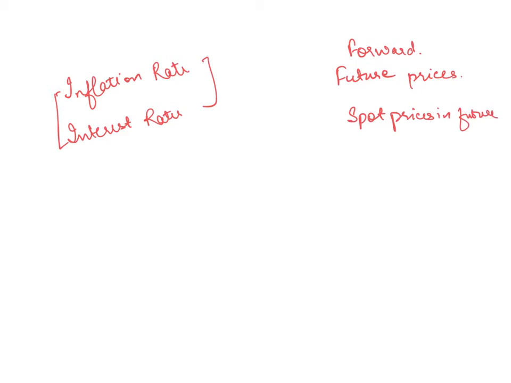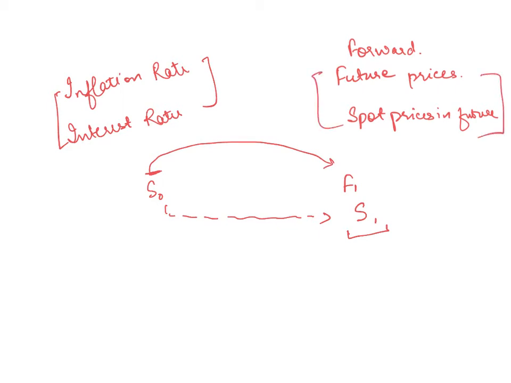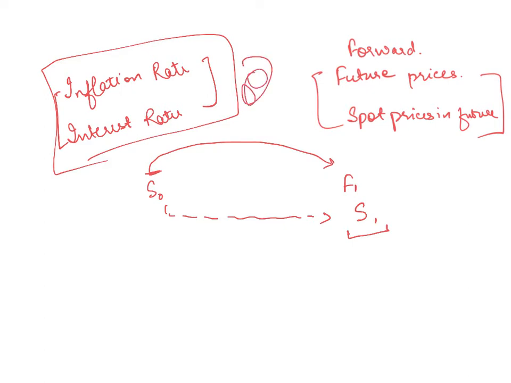Now what's the difference? The only difference is that if I'm trying to forecast S1, that would be the spot price in the future. If I'm trying to forecast F1, that would be the price I would pay today for a future for this date. So these are the two things that we'll try to find out, and we'll play around with them based on different people who said different things, and a lot of basic algebra.